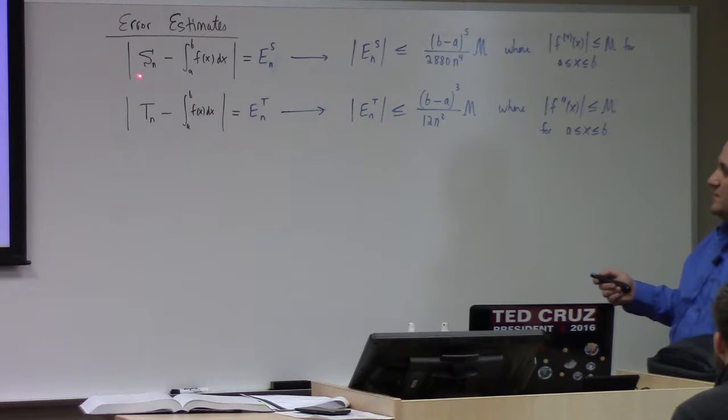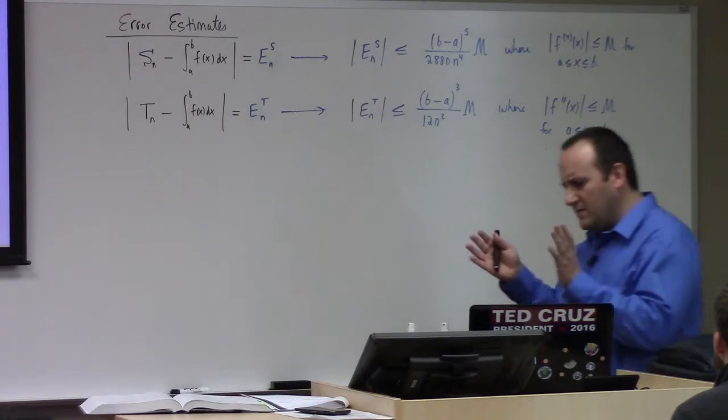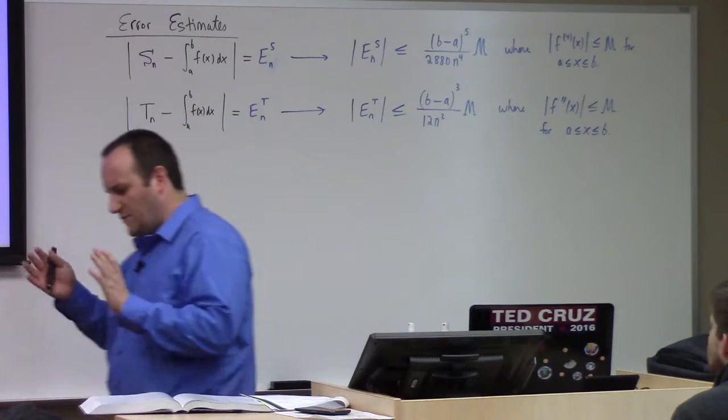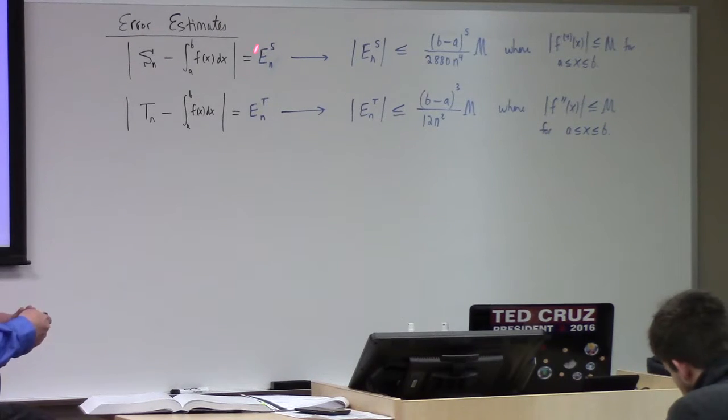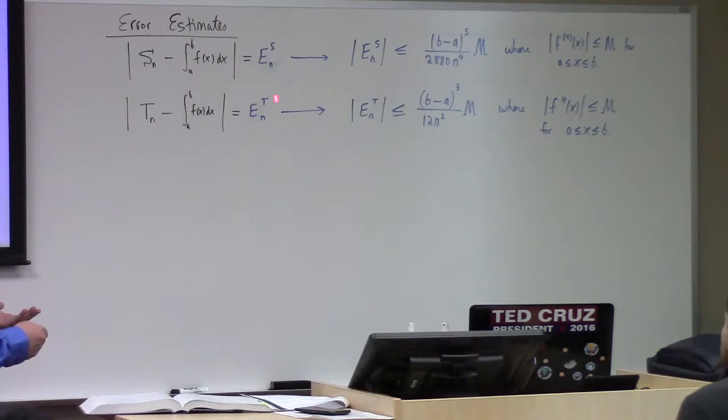All right. So the absolute value of the difference between Simpson's rule and the integral, that's how far Simpson's rule is away from the truth. We're trying to calculate the integral exactly, right? Simpson's rule doesn't do that exactly, but it gives you a good approximation, right? That's the idea. This is how far the approximation is from reality. And likewise for the trapezoid rule, this is the error in the trapezoid rule of order n.